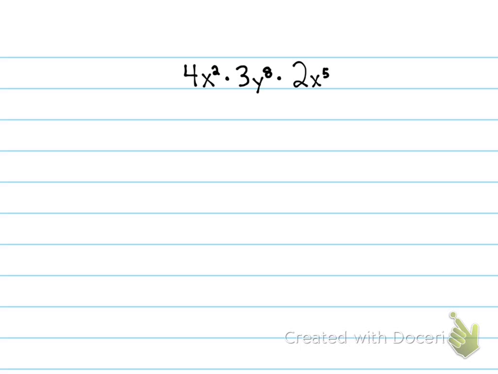Let's look at one with 3 different terms. Don't get scared. Just because it's a little bit bigger doesn't mean it's any harder. We're going to do the same thing. Let's color code so that we can find our like terms. And it looks to me like we're going to do 4 times 3 times 2. Those are our like terms there. I've got an x squared and an x to the 5th. I can combine those, and then I have a y to the 8th, which cannot be combined with anything.